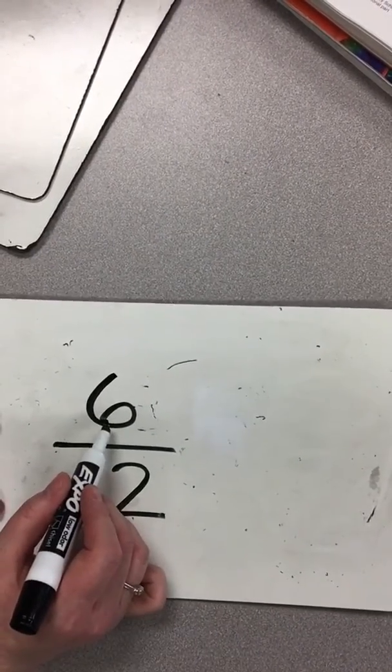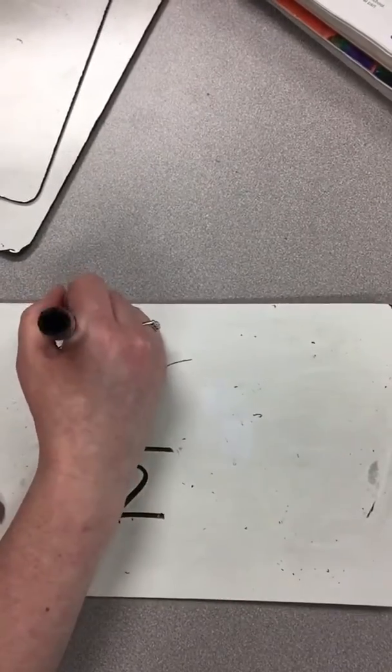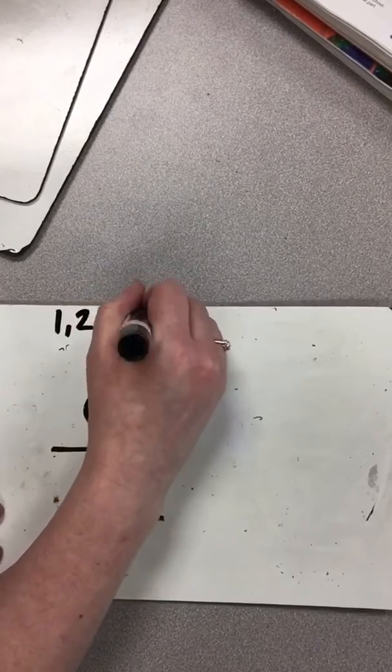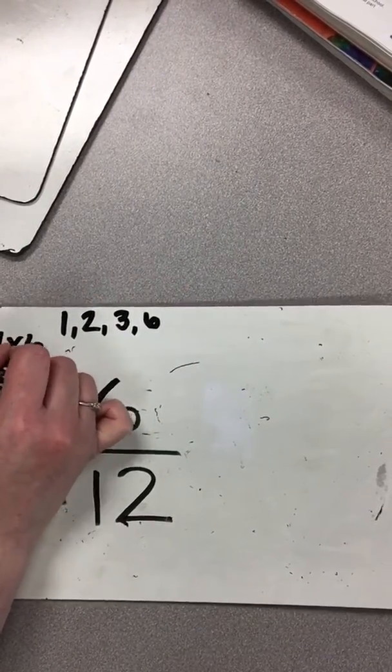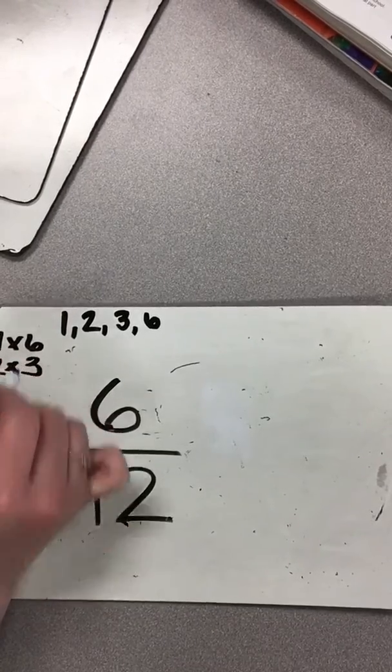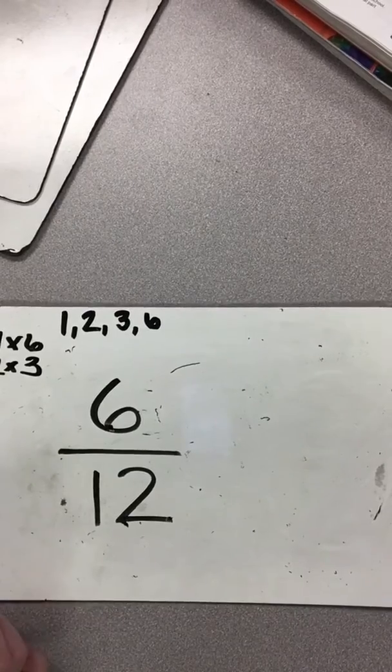Factors of 6. By now you guys have learned your factors. You might be able to say, oh, factors of 6: 1, 2, 3, 6. Bing, bang, boom. Just like that. Others of you might have to write them off to the side: 1 times 6, 2 times 3. Fourth graders, you do what works best for your brain. Everyone's math brain works a little bit different.